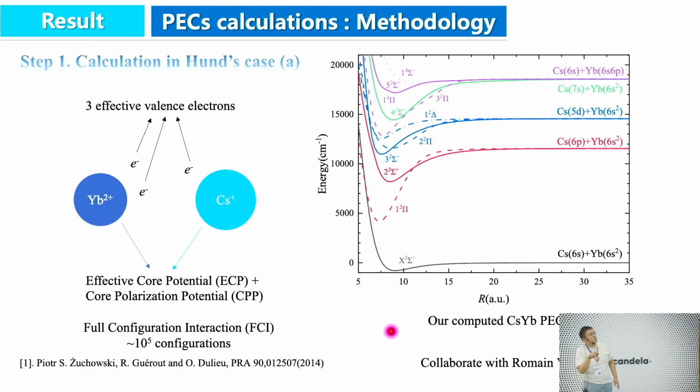On the right side, we show our computed cesium ytterbium potential curves. But compared with rubidium strontium, there are some limitations, because for ytterbium in the metastable state, if it goes higher, the f shell is going to open, so the CsYb calculation cannot work very well.